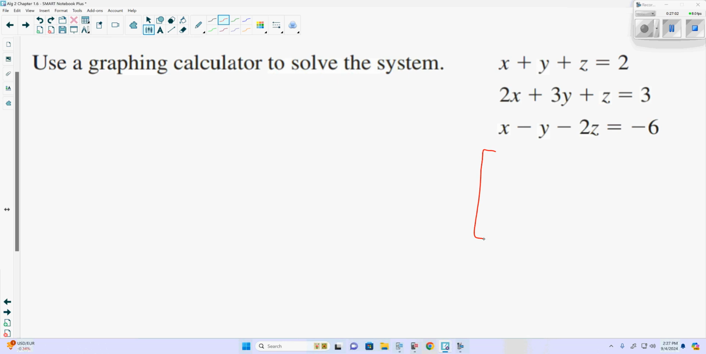Across the top would be 1, 1, 1, 2. Then 2, 3, 1, 3. And lastly, 1, negative 1, negative 2, negative 6. And it is a 3 by 4. Okay. Now you need the graphing calculator. First step is to turn it on.